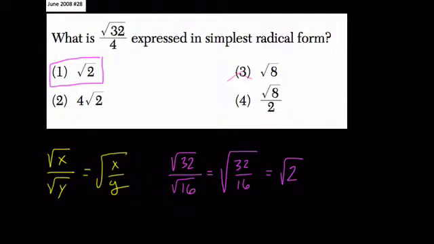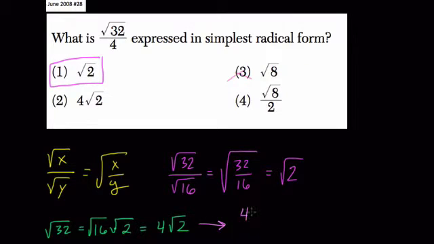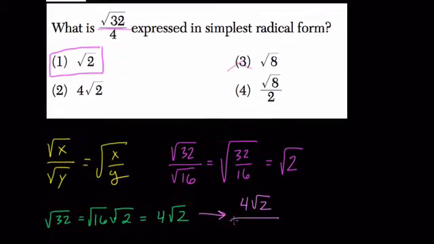But in case that strategy feels overwhelming to you, another way to think about it is to break apart the square root of 32 into its perfect square factors. So the square root of 32 we know is equal to the square root of 16 times 2. So this equals the square root of 16 times the square root of 2. Well, the square root of 16 is 4. The square root of 2 can't be broken down any further, so it equals 4 times the square root of 2. And what that does is it allows you to rewrite this whole fraction as 4 times the square root of 2 instead of the square root of 32 over 4.